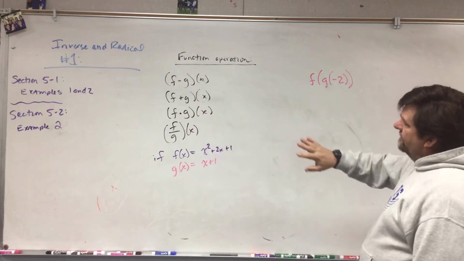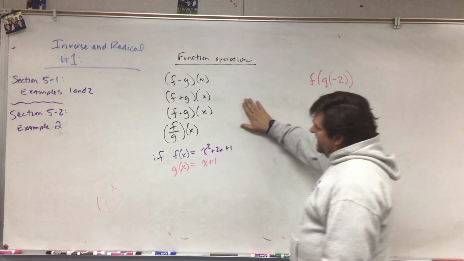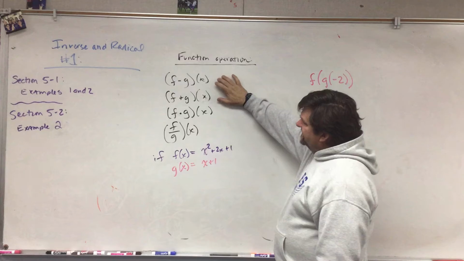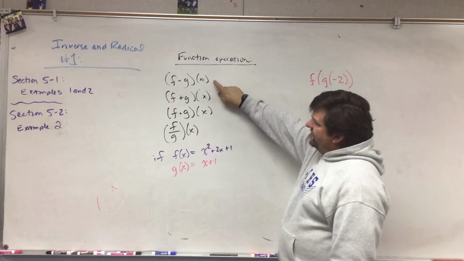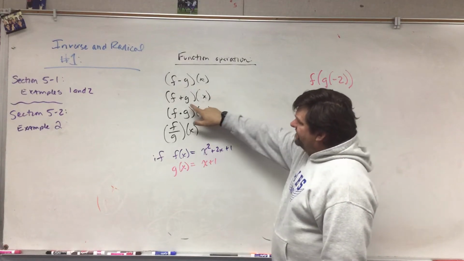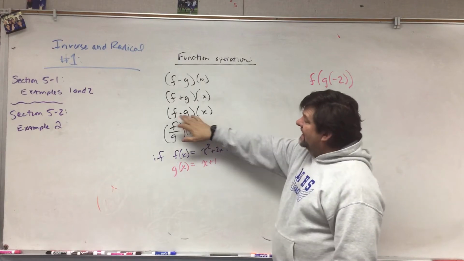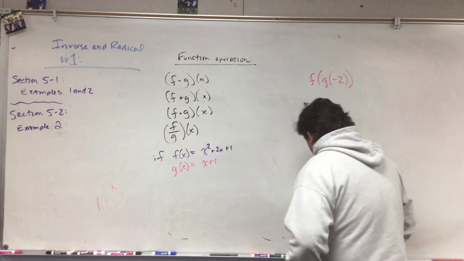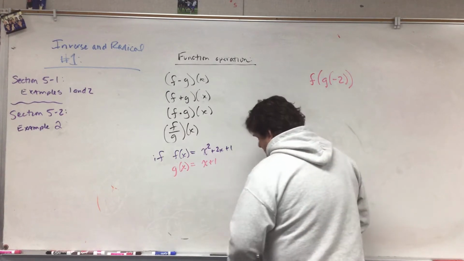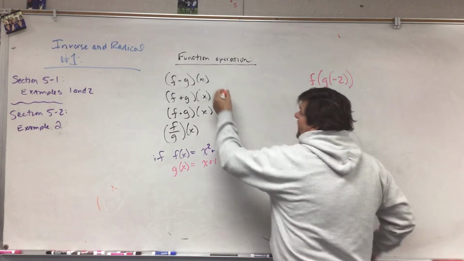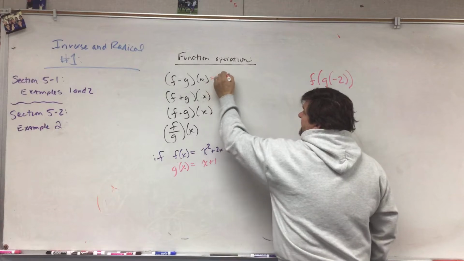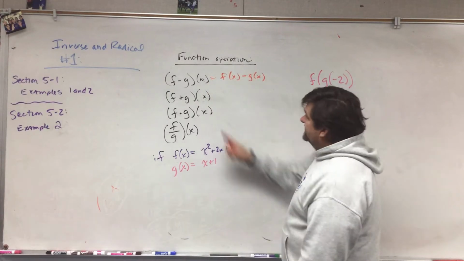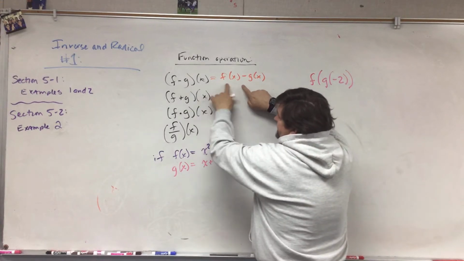So this part here, function operation, you're going to see terminologies that look like this, like f minus g of x, f plus g of x, f times g of x, and f divided by g of x. I need you guys to look at it a little differently, and all it really is saying is f of x minus g of x. That's what that said. These two things say the same thing.